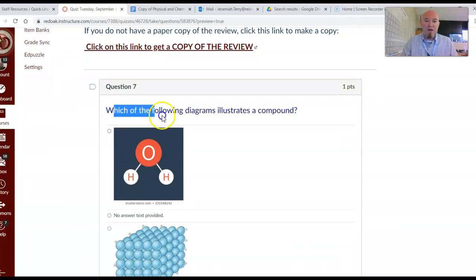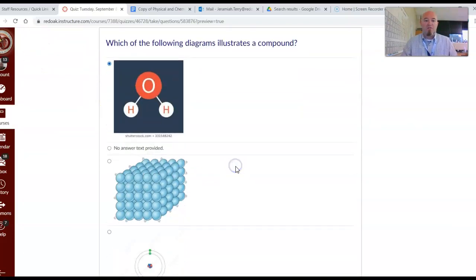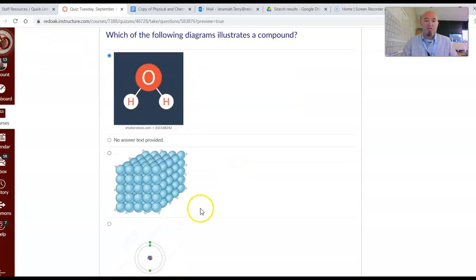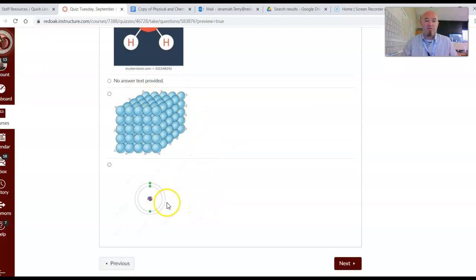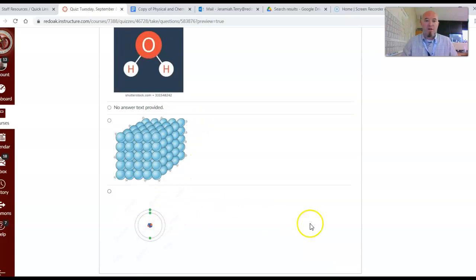Question 7, which of the following diagrams illustrates a compound? Is this a compound? Is this a compound? Or is this a compound?